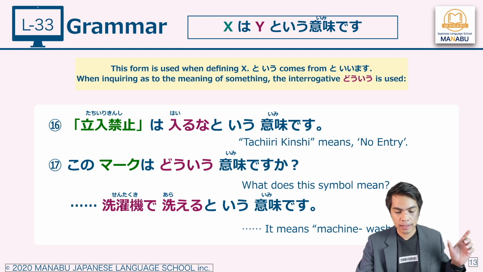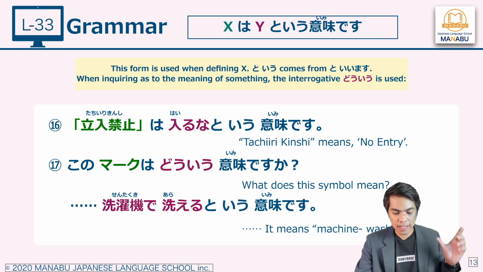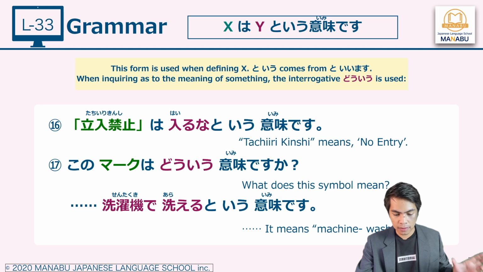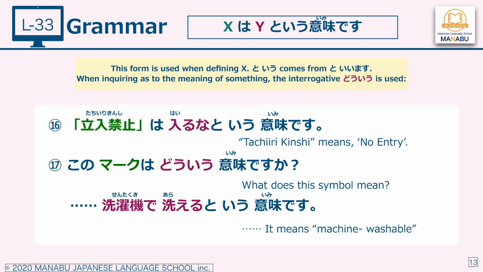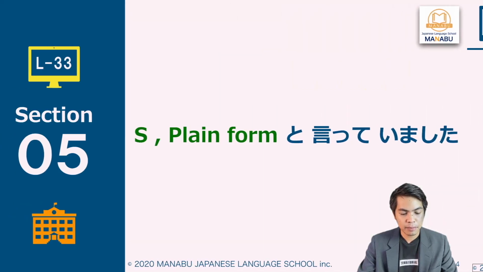Example number 17, kono maku wa do iu imi desu ka? So this is the interrogative do iu. So this is inquiring as to the meaning of something. What's the meaning of this mark? Kono maku wa do iu. The word imi means meaning. So do iu imi desu ka? What does this mean? What does this mark or symbol mean? He said, sentakuki de arairu to iu imi desu. It means you can wash it with a machine, a washing machine. Sentakuki de.